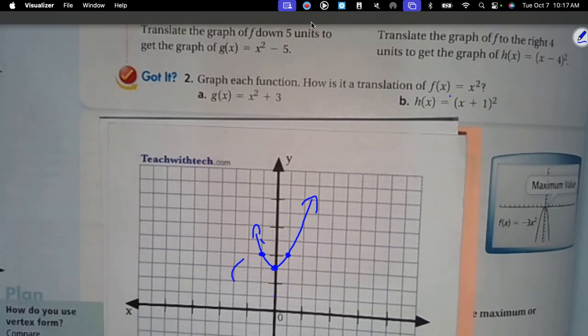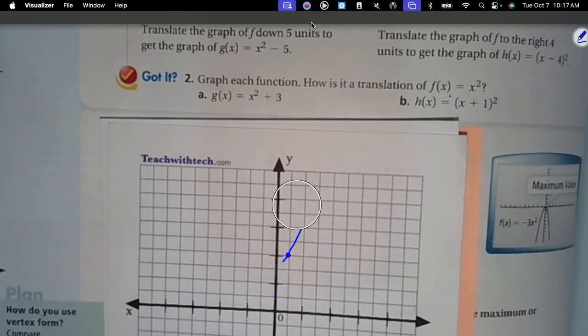Well, what's the vertex? 0, 3. What's the axis of symmetry? What's the x value I just wrote? X value. 0. Over 0, up 3. Oh, yeah, I did graph it for you.